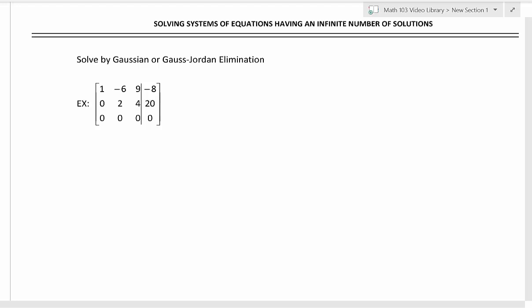In this video, we'll be solving systems of equations that end up having an infinite number of solutions. So let's solve by using either Gaussian elimination or Gauss-Jordan elimination. Personally, I prefer Gaussian elimination. I'd rather do the fewer row operations and then the more work at the end to back substitute. I think the back substitution is less work than getting it into reduced row echelon form.